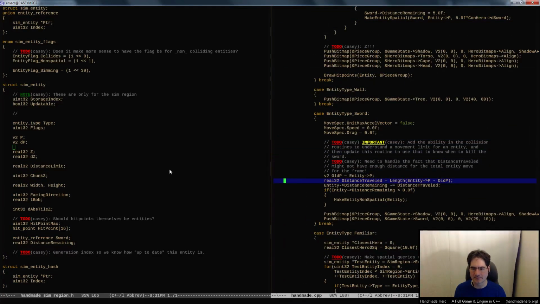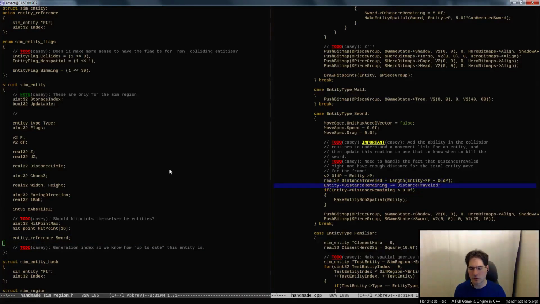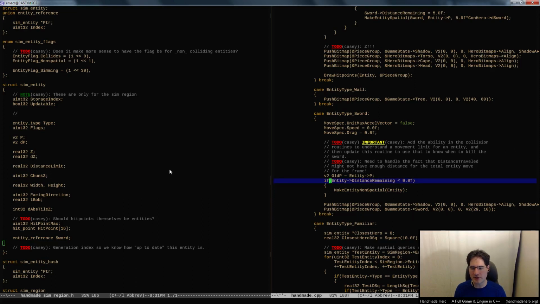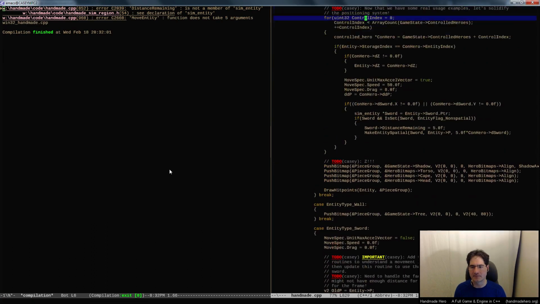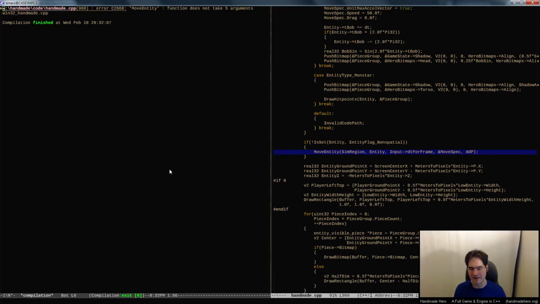What we'll do is say, okay, instead of entity, oh, we already have distance remaining, so here we go. Inside the sword, we don't have to deal with this manually anymore, but we do have to deal with whatever that exit condition is. If the distance limit for the sword becomes equal to 0, then we want to make it non-spatial and take it out of the computation, right? It's gone. So all we need to do now is, when we set the distance remaining, set it on the distance limit field. And now we just have to actually process that field.